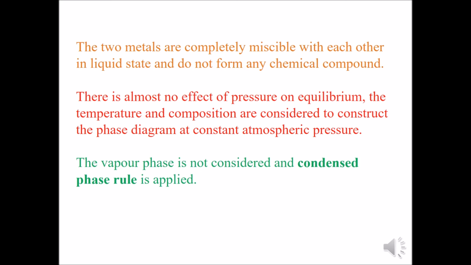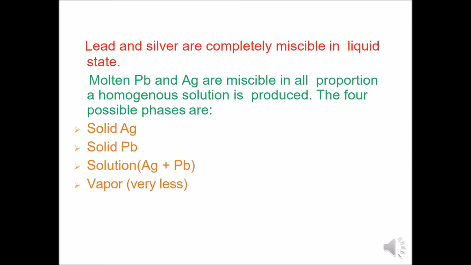So now we will see how many possible phases can exist in the silver lead system. Basically, in the silver lead system, the three possible phases are solid silver, solid lead, and solution of silver and lead. Solution of silver and lead means the melt of silver and lead, which forms a homogeneous mixture. The possibility of a vapor phase is very much less.